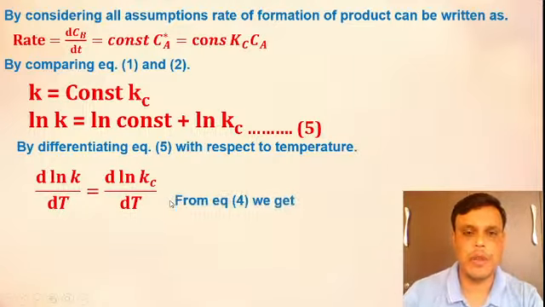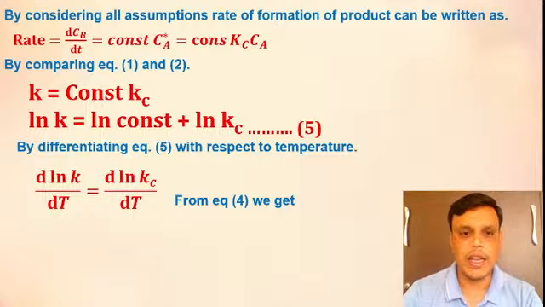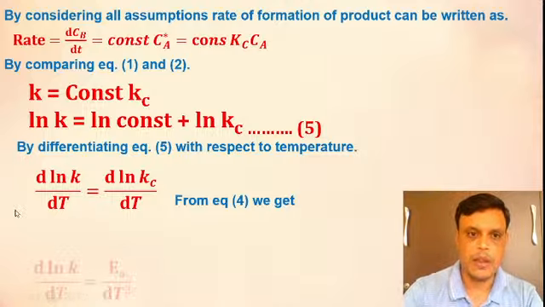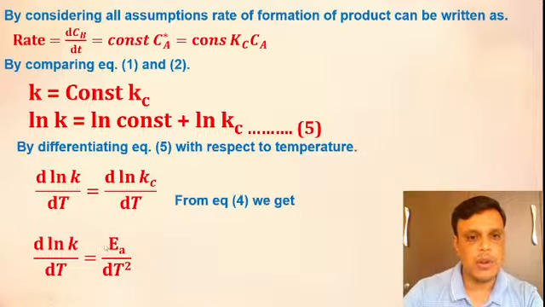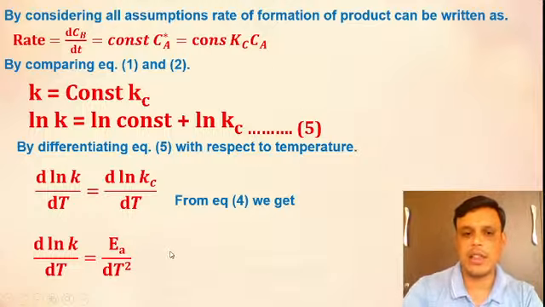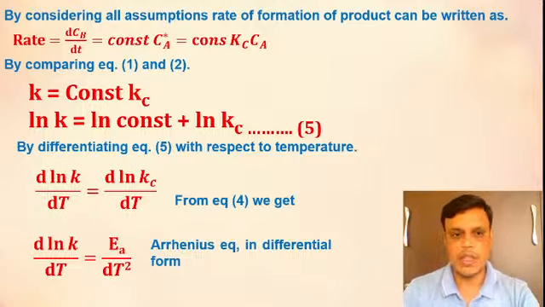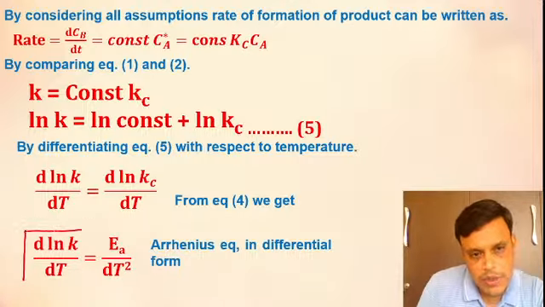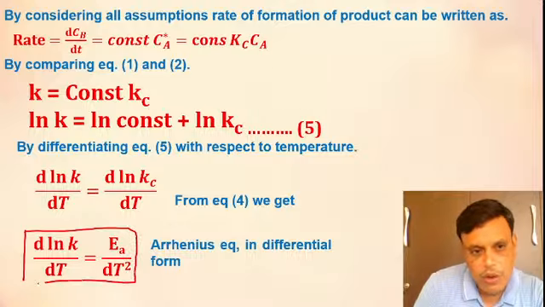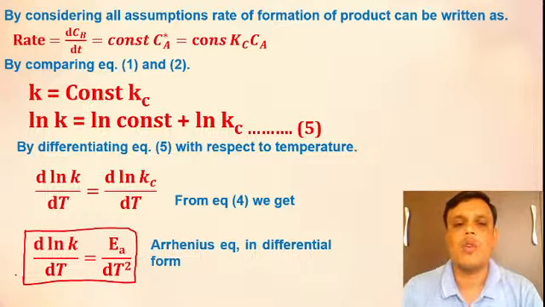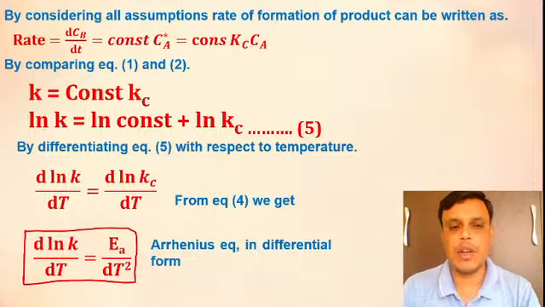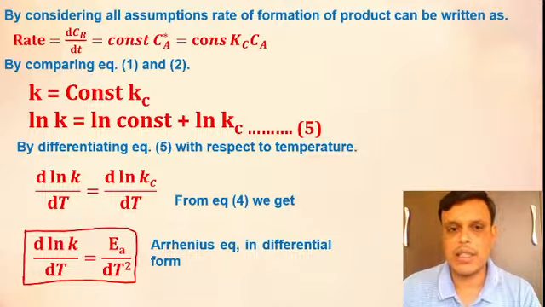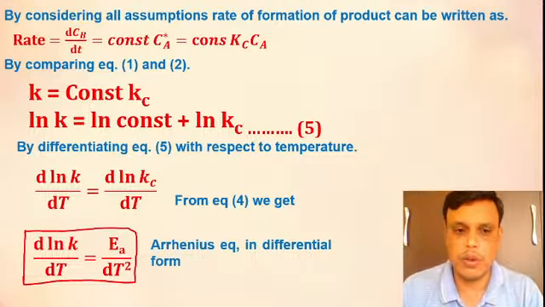We will get this equation, and we have to compare it with equation number 4. We will get d ln K by dT equals EA by RT square, and this is our Arrhenius equation in differential form. This is our Arrhenius equation which we saw at the starting. This is our Arrhenius equation in differential form, and this is according to van't Hoff isochore. So this is the first way to derive the Arrhenius equation. d ln K by dT equals EA by RT square. This is your Arrhenius differential form of equation according to the van't Hoff isochore.